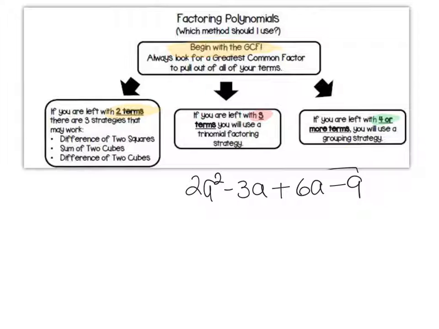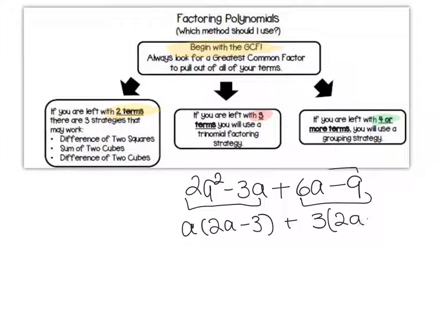Okay, so in this case, how many terms do we have? We have 4 terms. So when we have 4 terms, we're going to have to proceed with grouping. So what do I want to put together? Let's see. Let's try to put these 2 together, and let's put these 2 together. Do I have a GCF here? Yes, it's a. So what do I have left? 2a minus 3. Over here, do I have a GCF? Yes. What is it? It's just 3. And what do I have left? 2a minus 3. So now we clearly see that we have another GCF.